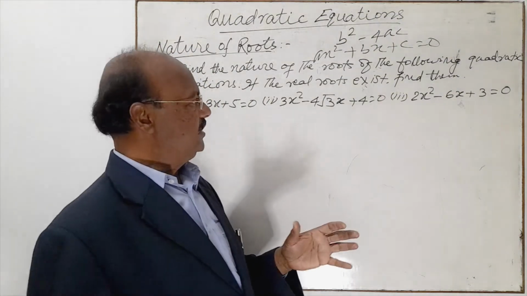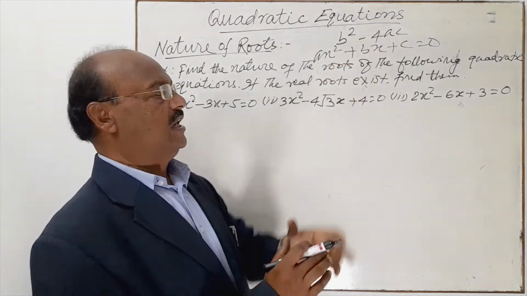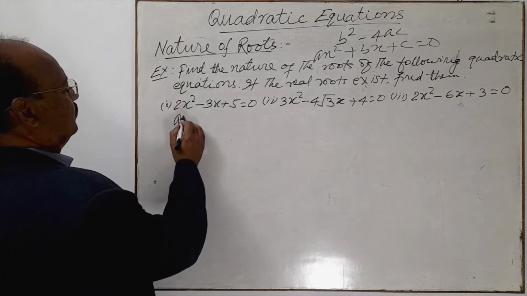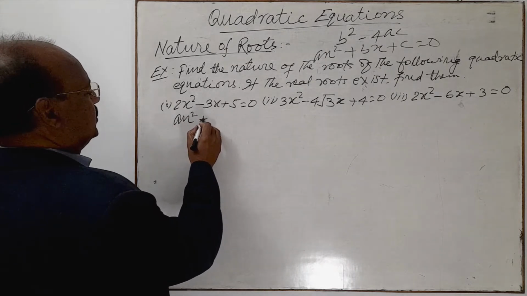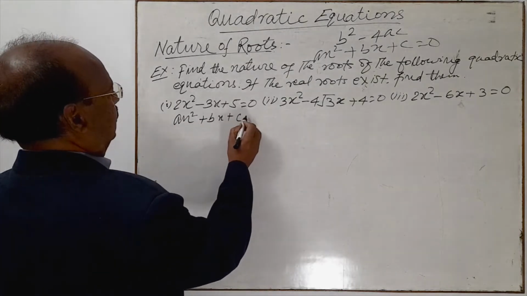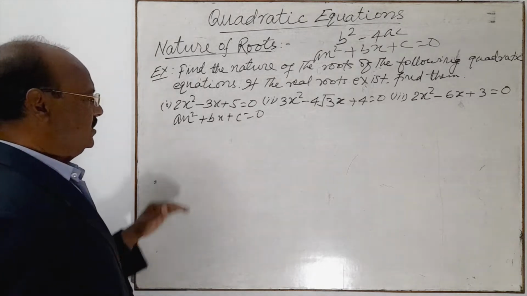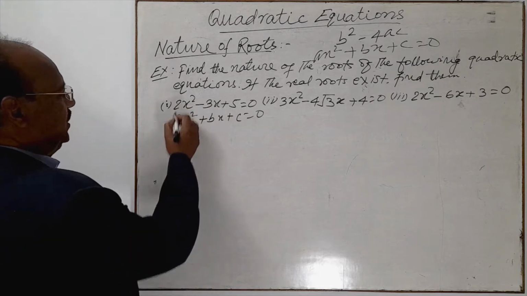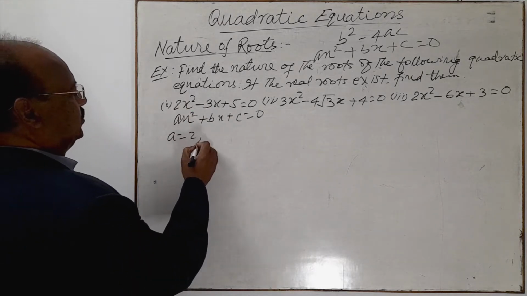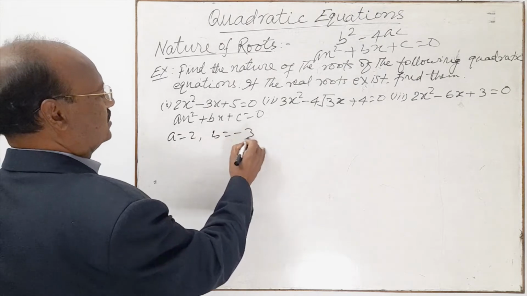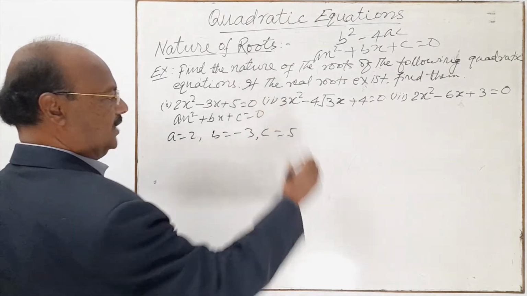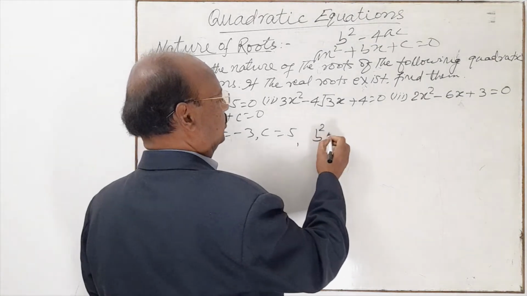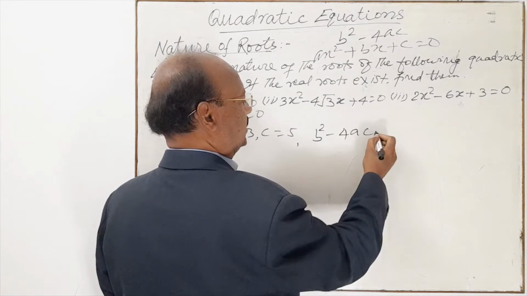So what is the process to get this discriminant b square minus 4ac? We will compare the given equation with the standard form of the quadratic equation ax square plus bx plus c is equal to 0. First of all, find out a, b and c. So by comparison, here we are getting a is equal to 2, b is equal to minus 3 and c is equal to 5. Correct? Then we will try to get the value b square minus 4ac.